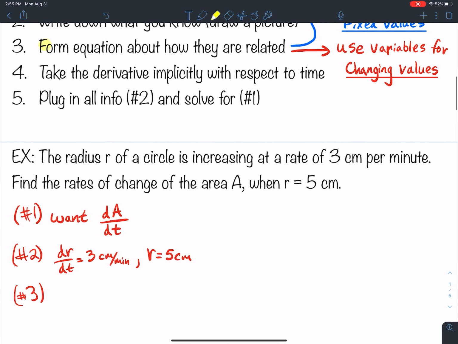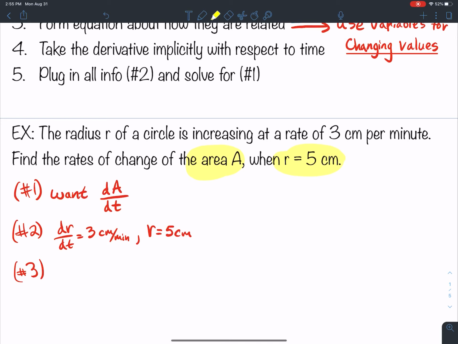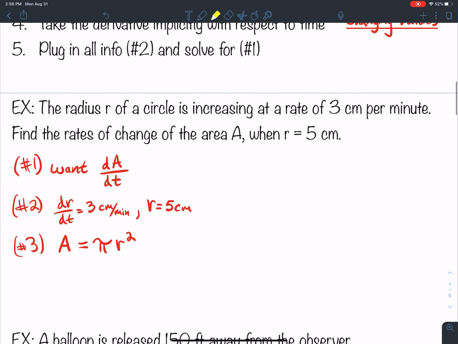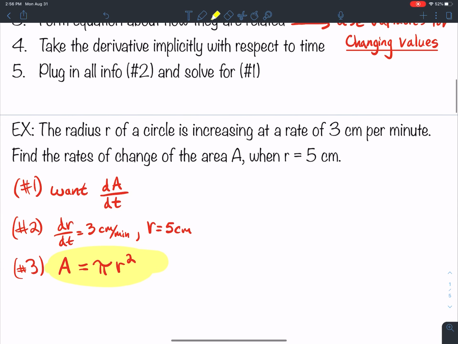Number 3, form an equation about how they are related. How is area related with the radius? For a circle, area is equal to pi r squared. So here's a formula that relates the area to the radius. Now, number 4, take the derivative implicitly with respect to t. The derivative of A with respect to t is dA/dt. Hey, that's what we want, right?